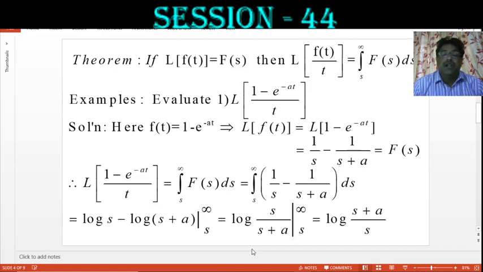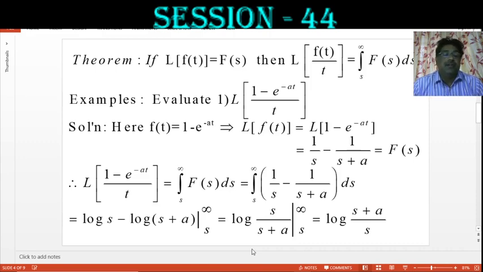Evaluate L of 1 minus e raised to minus at, divided by t. In this example, by looking at it, we can see that it is of the form L of f of t divided by t. Here f of t is 1 minus e raised to minus at. Therefore, L of f of t is L of 1 minus e raised to minus at. Now, finding that Laplace transformation, L of 1 is 1 by s, L of e raised to minus at is 1 divided by s plus a, that will give us f of s.